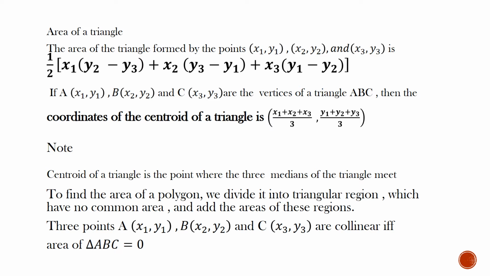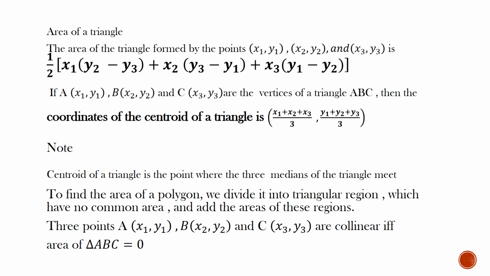We can also find the coordinates of the centroid of a triangle with vertices A (x1, y1), B (x2, y2) and C (x3, y3) as ((x1 plus x2 plus x3) by 3, (y1 plus y2 plus y3) by 3). Centroid of a triangle is the point where the three medians of the triangle meet.